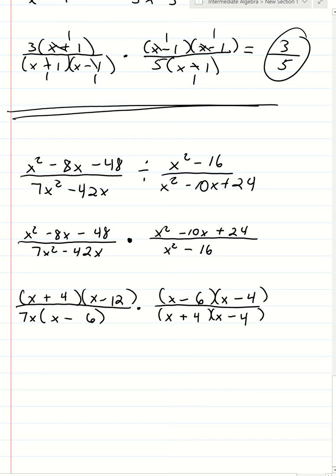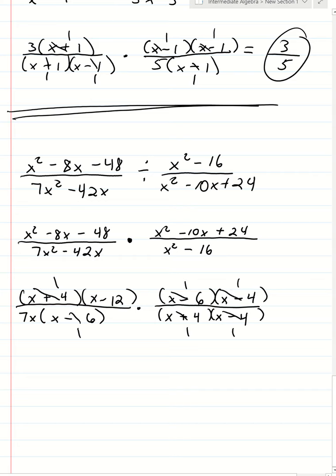Well, now that I have my rational expressions in their fully factored form, all I am looking to see is, do I have the same factor in the numerator and the denominator? And sure enough, there are quite a few. I have an x plus 4 on the top and bottom. They simplify. I have an x minus 6 on the top and bottom, they simplify. As well as I have an x minus 4 on the top and bottom.